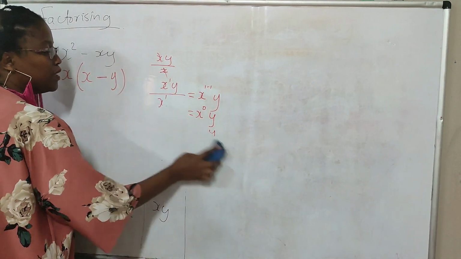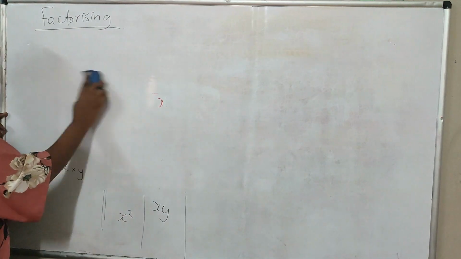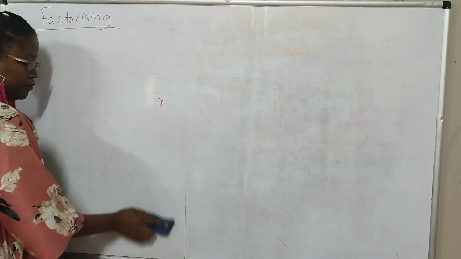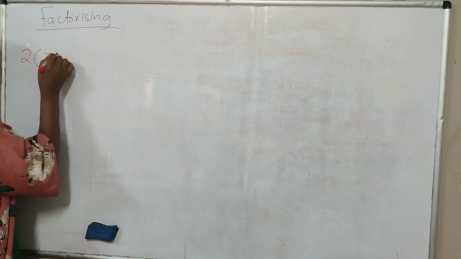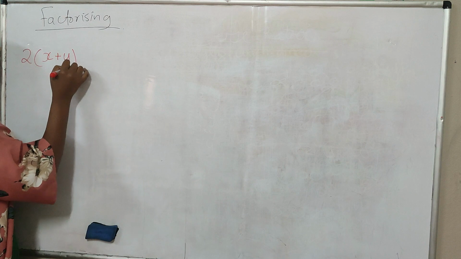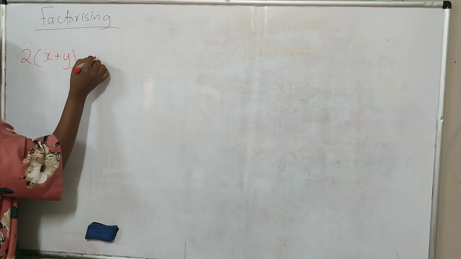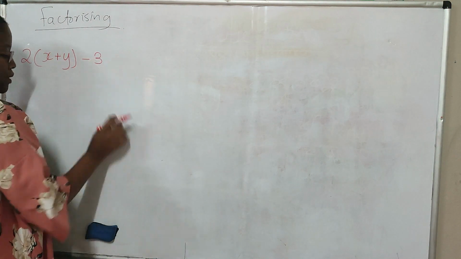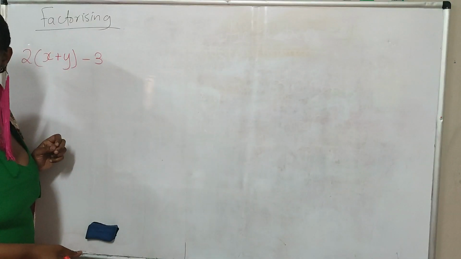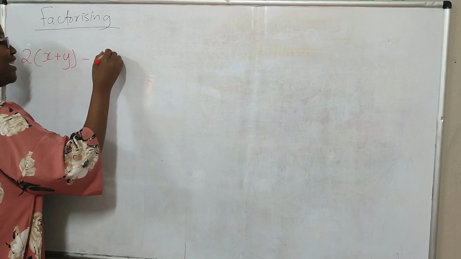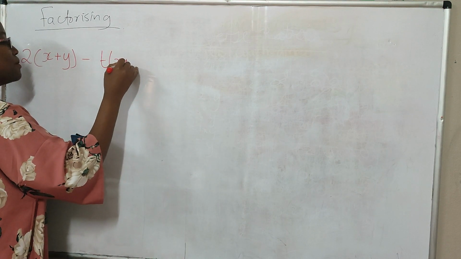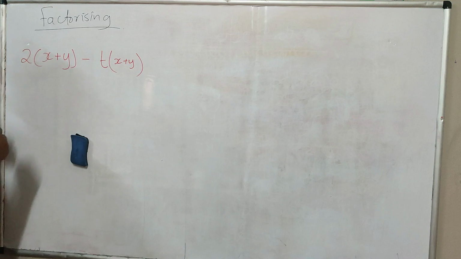Okay. So next one. What's the next one, Estienne? It is 2 bracket x plus y, close the bracket. And then it's minus t, minus t in bracket x plus y, close the bracket.